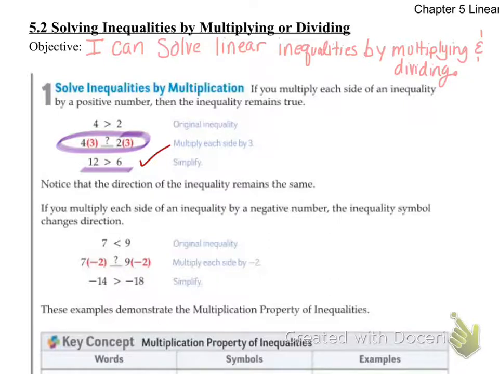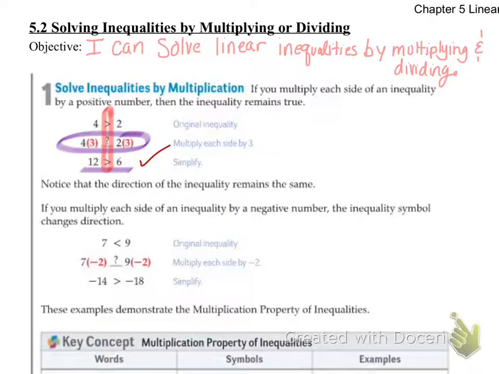So here this is showing us that if you multiply each side of an inequality by a positive number, then the inequality does stay true. So if we see this, 4 is greater than 2. 4 times 3 is 12. 2 times 3 is 6. 12 is still greater than 6. So this stays true. We did not need to change the sign or do anything to this problem if we multiplied by a positive. So those signs stayed true.